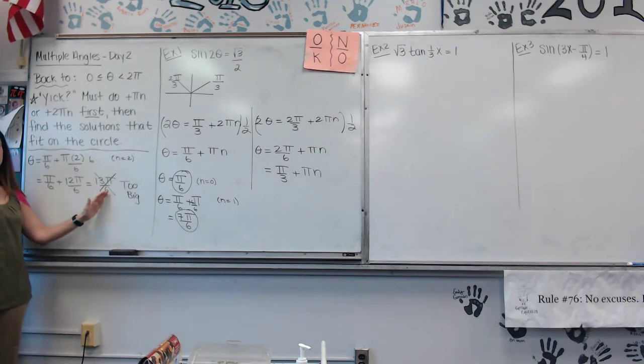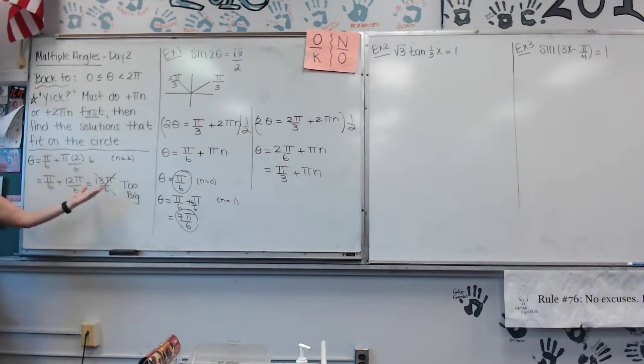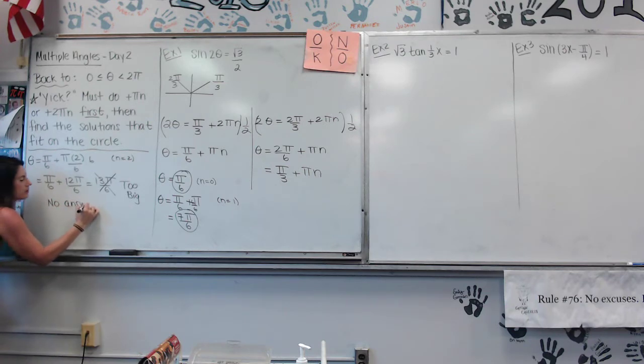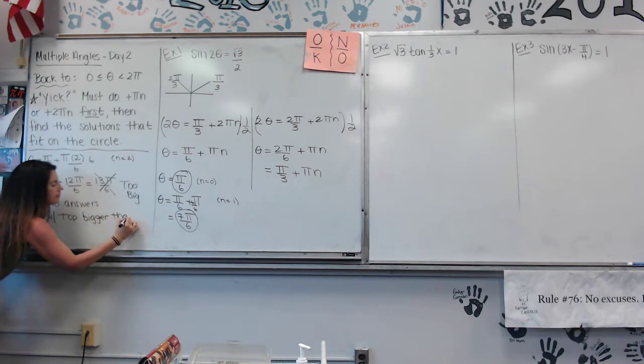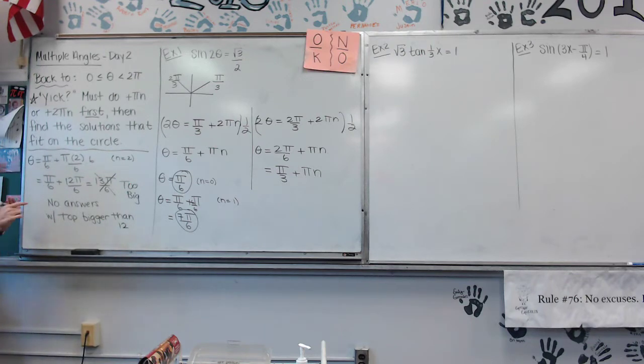So once your answer goes over 2 pi, with denominator 6, you can have no answers with a numerator bigger than 12, because 12 is the 2 pi over 6. So you can tell by adding the numerators. And I'm going to show you again with the next one.